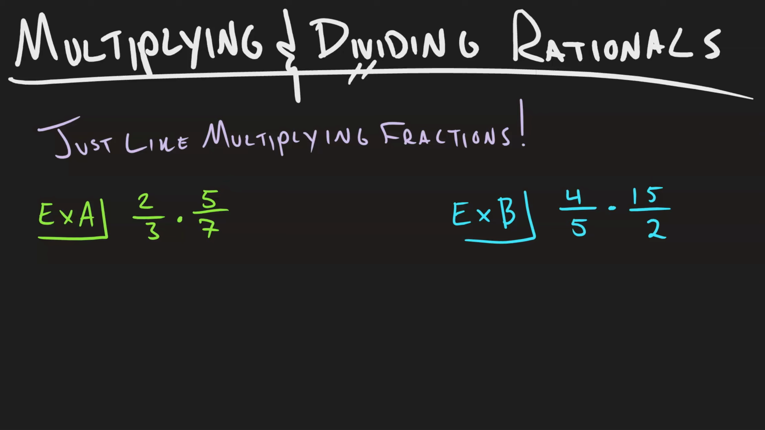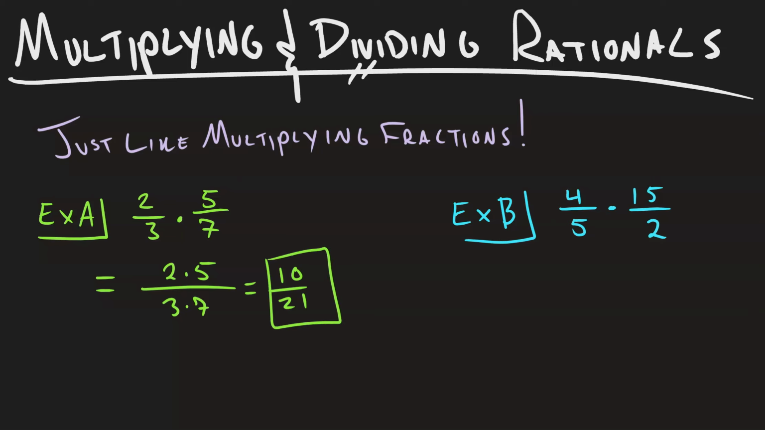So we'll begin with 2/3 times 5/7. When you multiply fractions, it's pretty straightforward. You simply multiply the numerators together, so I'm going to take 2 times 5, and you multiply the denominators together, so 3 times 7, which in our case will give us 10 over 21. Since this fraction can't be simplified, that's the end, and that's our solution.